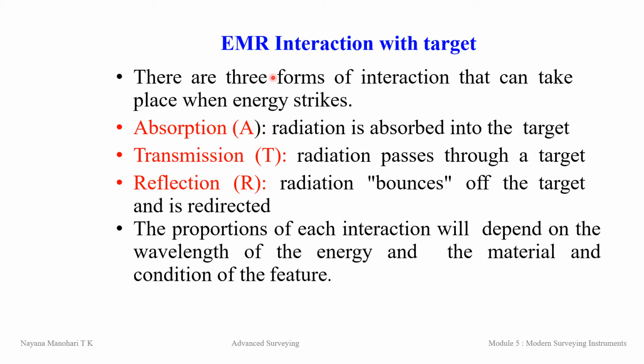The interaction of electromagnetic radiation with matter usually consists of absorption, transmission, and reflection. In case of absorption, radiation is absorbed into the target. Transmission, radiation passes through a target. Reflection, radiation bounces off the target and is redirected. The proportion of each interaction will depend upon the wavelength of the energy and the material and condition of the feature.